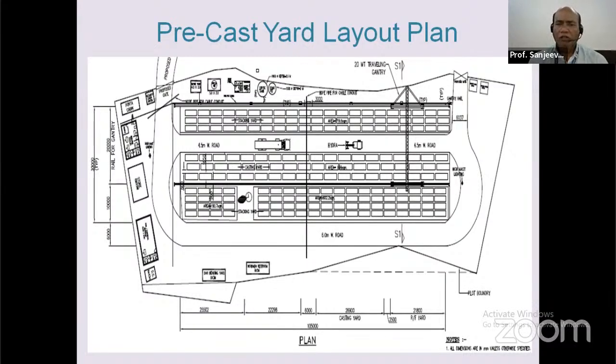Next, this was the precast yard layout plan of the Mumbai International Airport project site. It defines the precast wall molds after construction and how the layout is done, and how the trucks and trailers move to transport the precast wall panels from one place to another. So this was the precast yard layout plan.